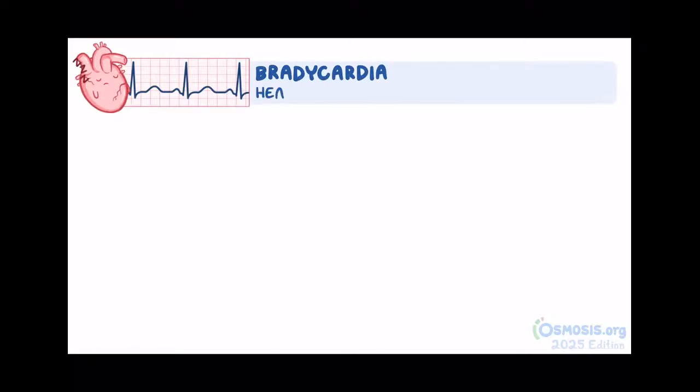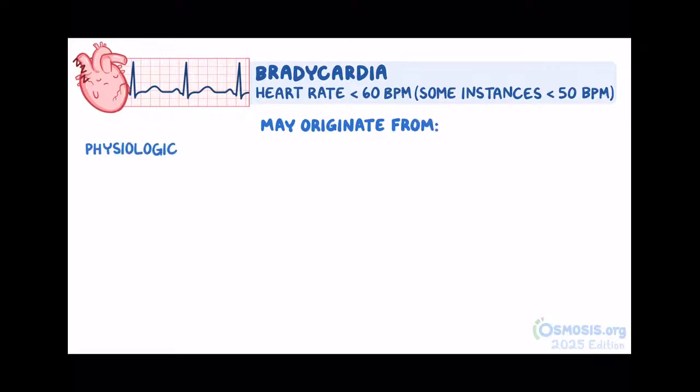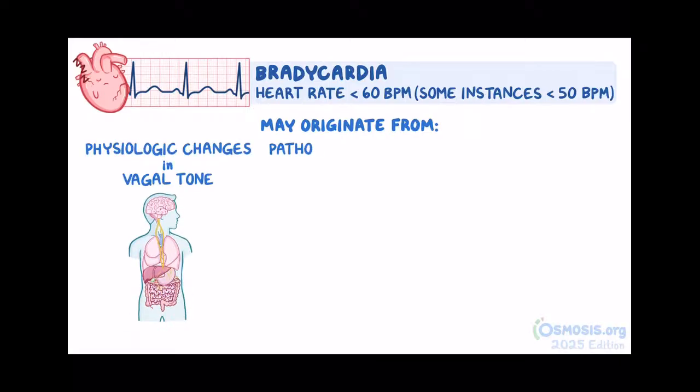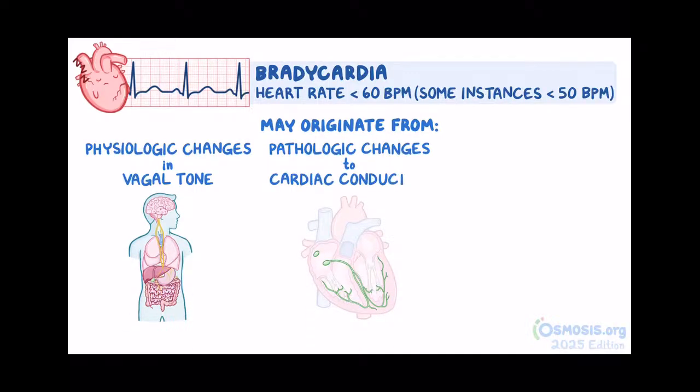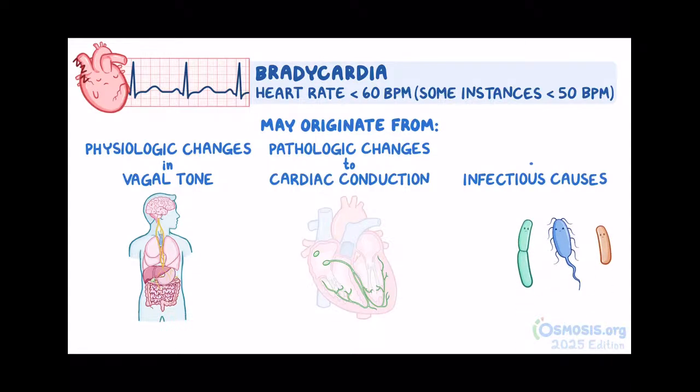Bradycardia is typically defined as a heart rate below 60 beats per minute, or BPM, although in some instances it can be considered below 50 BPM. Bradycardia may originate from physiologic changes in vagal tone, pathologic changes to the cardiac conduction system, infectious causes, or medication effects.